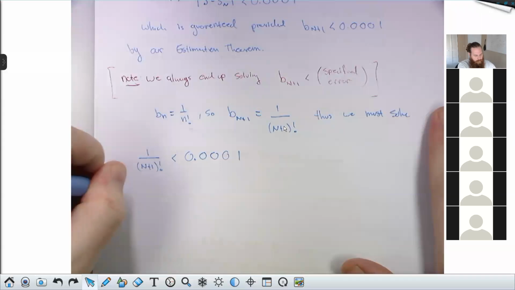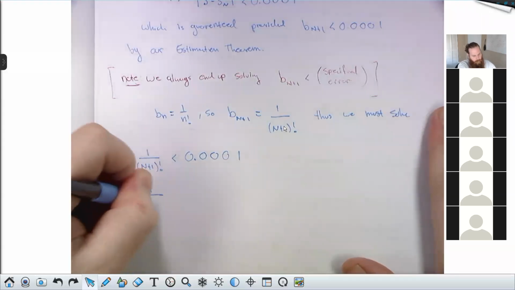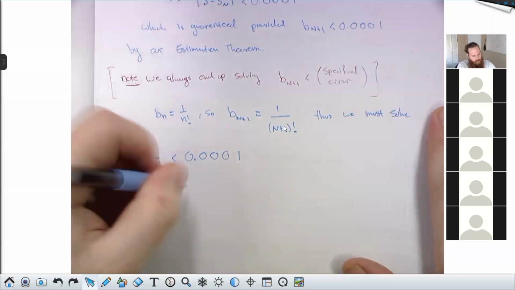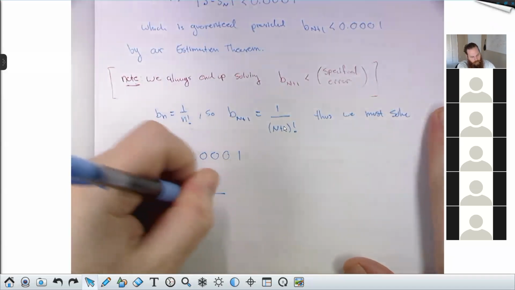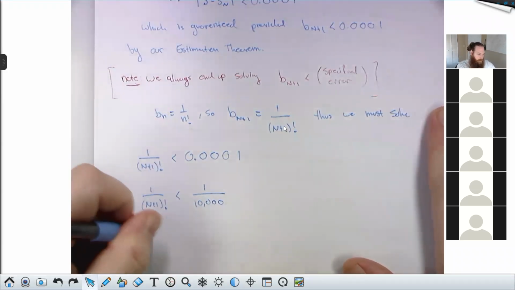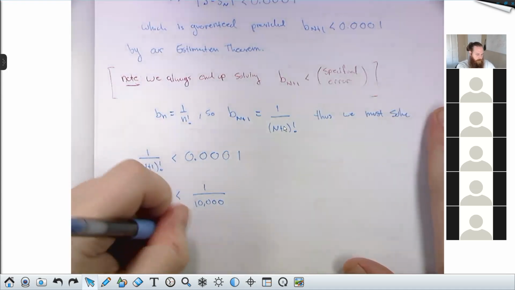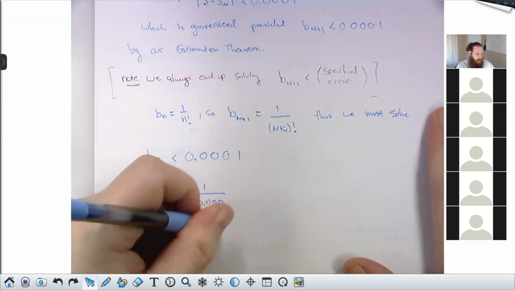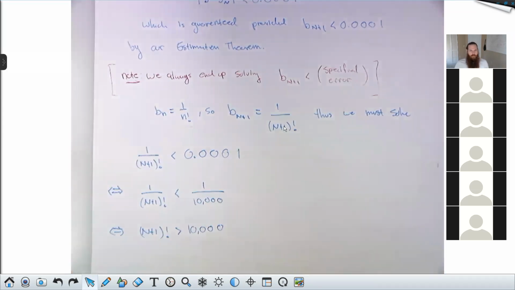And now we get to the actual solving. That's the same as saying 1 over n plus 1 factorial is less than 1 over 10,000, which is the same as saying n plus 1 factorial is greater than 10,000. And again, we run into this issue of the factorial function being hard to work with. There's no way to undo this factorial and get n alone. It's the same problem we had when we were talking about the decreasing stuff earlier. It's very, very hard to get rid of a factorial.